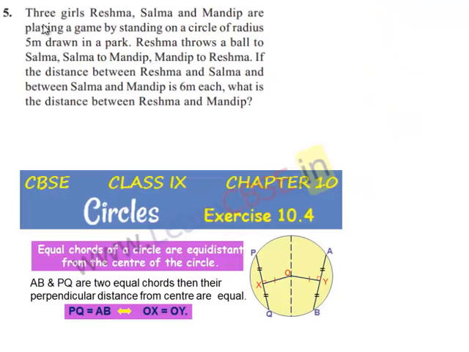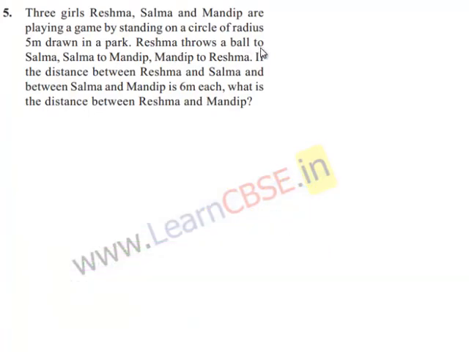Moving on to the 5th question. 3 girls, Reshma, Salma and Mandeep, are playing a game by standing on the circle of radius 5 meters drawn in a park. Reshma throws a ball to Salma, Salma throws to Mandeep, Mandeep to Reshma. If the distance between Reshma and Salma and between Salma and Mandeep is 6 meters each, what is the distance between Reshma and Mandeep? Now moving on to the solution.